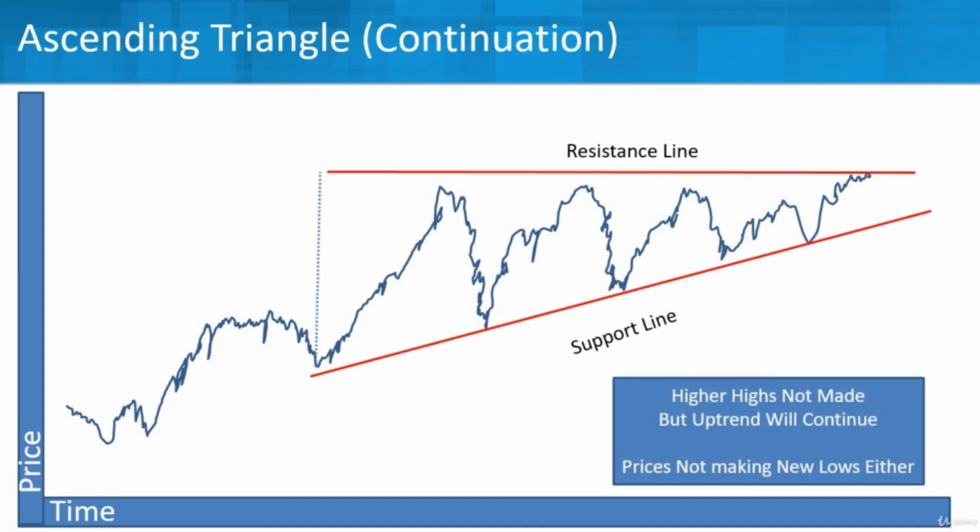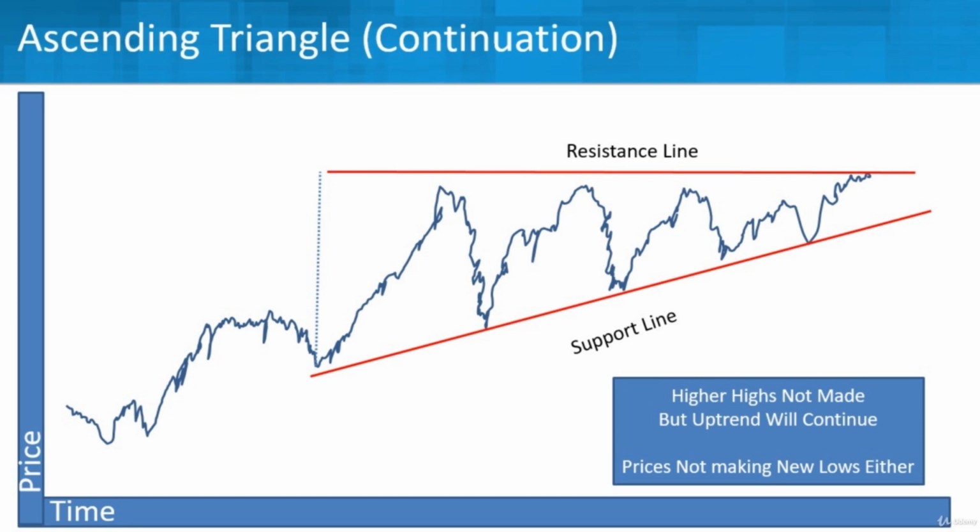Well, let's put in those resistance and support lines here, and now hopefully you can see the triangle as it's forming. You can see that higher highs were not made, but the uptrend is going to continue on this. And the prices don't reflect new lows either. They're trading within that resistance and support line, and you can see how they're converging together, getting closer together.